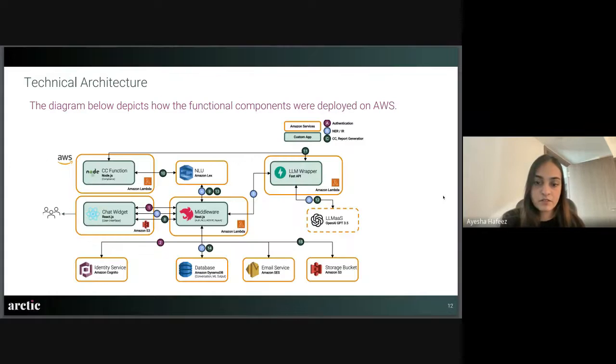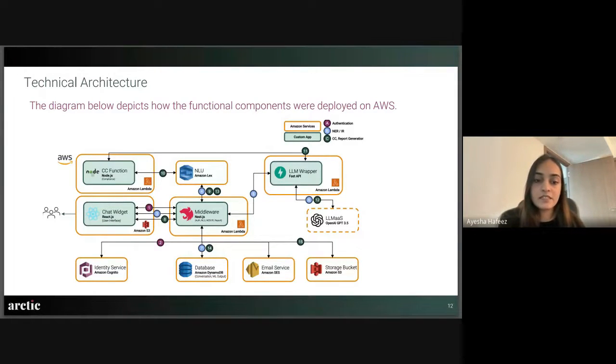So if we could move to the next slide, this is what it looks like when those set of functional components are deployed on AWS. We are using Cognito as the identity service for authenticating the user into the chatbot widget, but also authenticating the different backend components, including the database, the email service, and the storage bucket with the middleware.